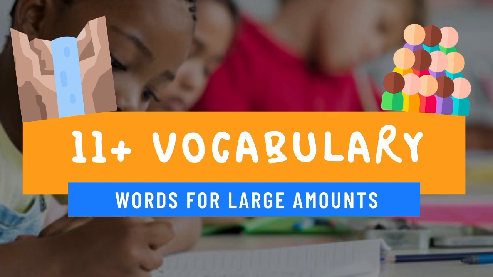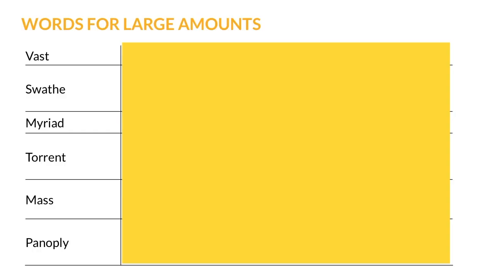Okay, let's jump in. We have 6 words here, all of which mean a large amount of something. I'll just go through them for pronunciation. We've got vast, swathe, myriad, torrent, mass, and panoply. Note that I said panoply because it's very tempting to say it like it rhymes with monopoly. It doesn't, so just panoply.